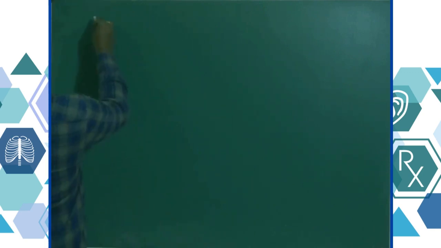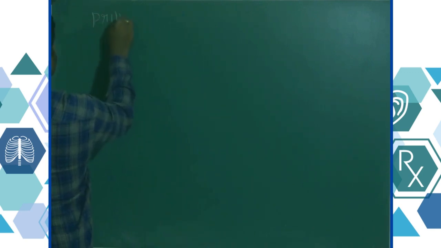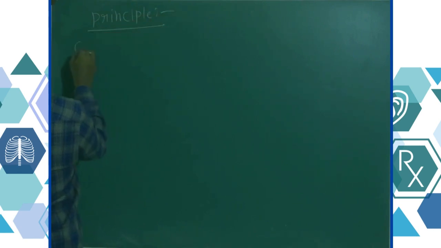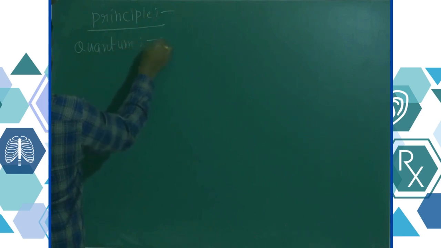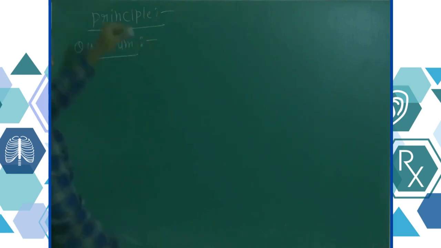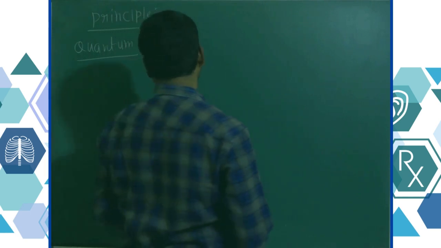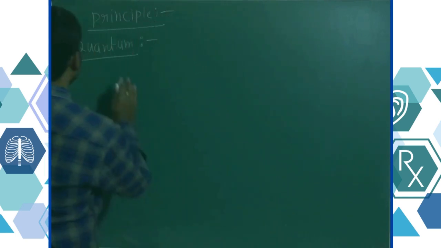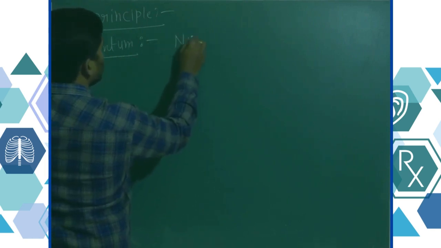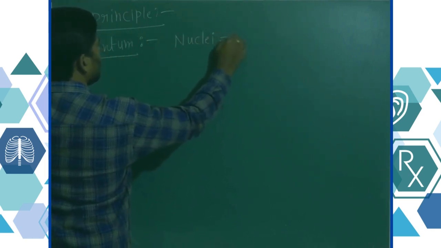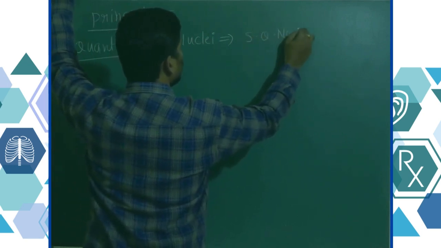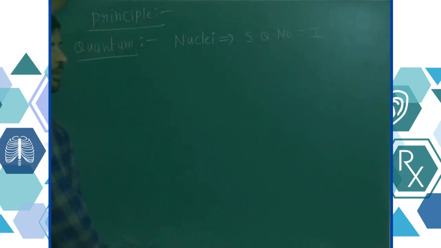Next, what is the principle involved in NMR spectroscopy? For this, we have two approaches: one is the quantum approach, another one is the classical approach. First, if you see the quantum approach, for example, I am taking a nucleus whose spin quantum number is I.